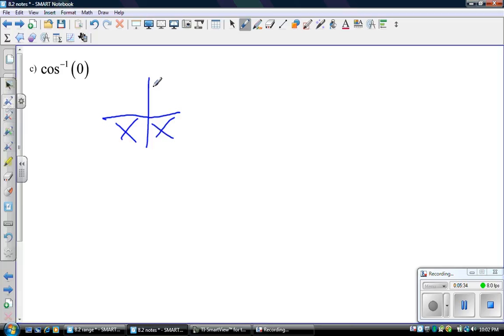When does cosine equal 0 between here and here, between 0 and pi rotation? Well, the only place it actually happens is on the axis up here, because this is the point 0, 1. And remember, it goes cos, sine. And so the cosine is 0. And then I just have to say, okay, what is that radian measure to there? Well, that's pi over 2.